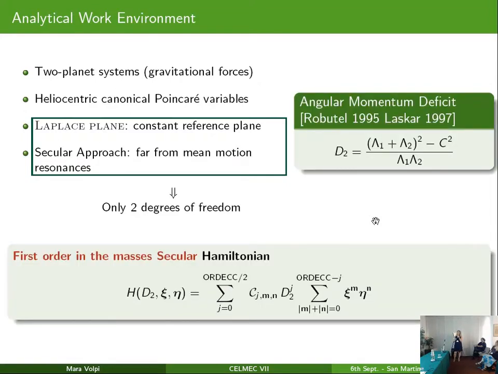And therefore, the Hamiltonian that we're going to consider is this first order in the masses secular Hamiltonian, which is developed in the heliocentric canonical Poincare variables and in this parameter D2, which is the angular momentum deficit that measures the difference between the angular total momentum of the system and the one that the system would have if all the orbits were circular and coplanar.